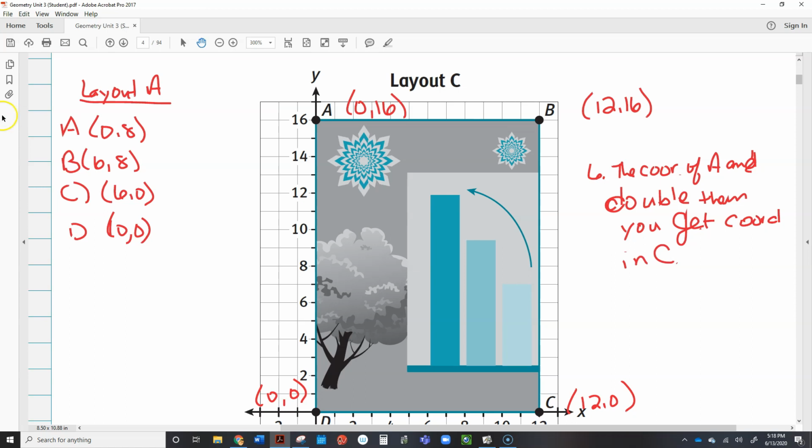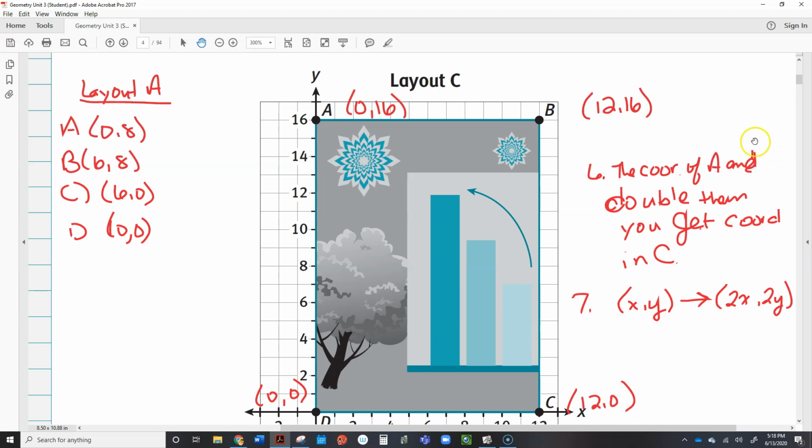Okay, so right, 0 times 2 is 0, 8 times 2 is 16. 6 times 2 is 12, and 8 times 2 is 16, and so forth. And then question number 7 says, express the relationship as a function. So in other words, if we want to take any ordered pair that's on the pre-image and transform it to an ordered pair that's going to be on the image, which is C, then what do we need to do? We need to double it.